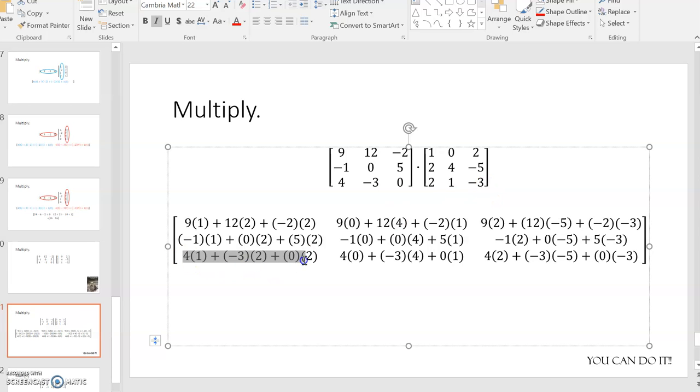For the last row, I'm looking now at the bottom row, or the third row. This is the third row, first column. So then I'm looking at the 4, -3, and 0 with the 1, 2, and 2. So 4 times 1, -3 times 2, and 0 times 2. When I come to this spot over here, those same numbers from the third row, then with 0, 4, and 1. And then the last spot here, I'm in my third row, third column. So 4, -3, and 0 then with 2, -5, and 3.